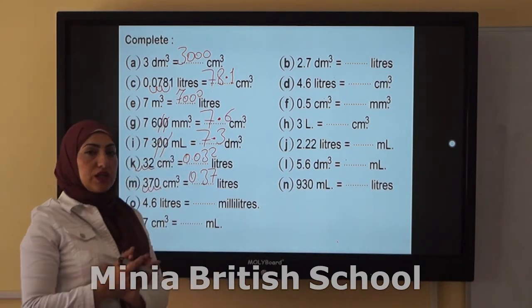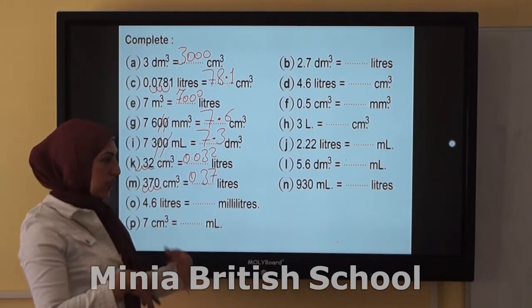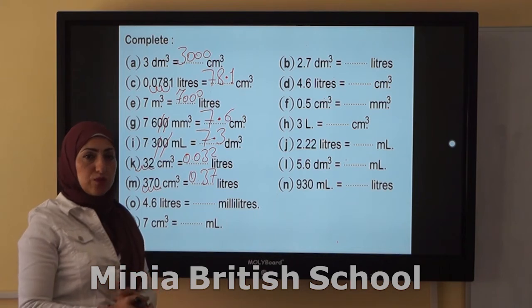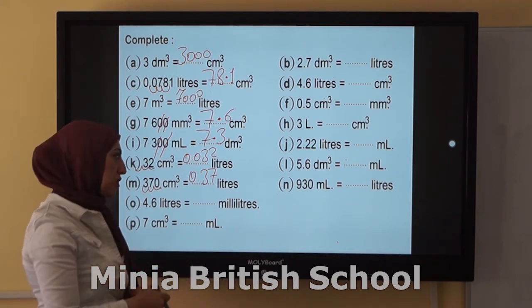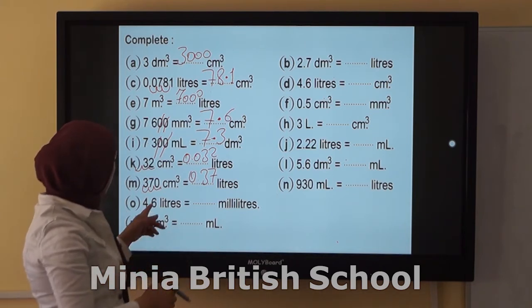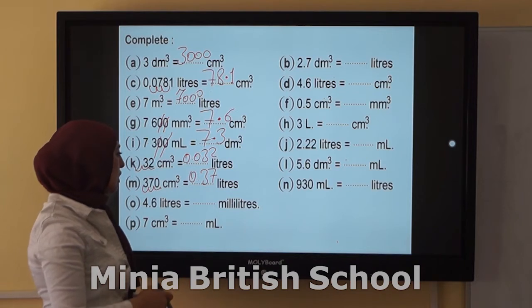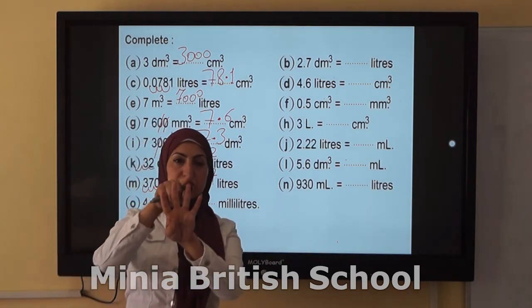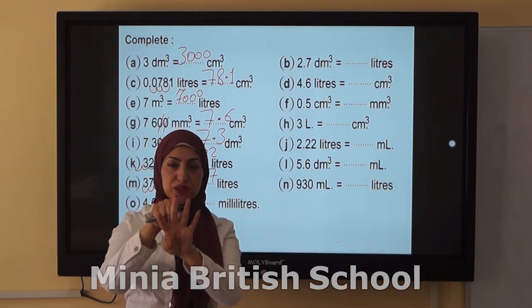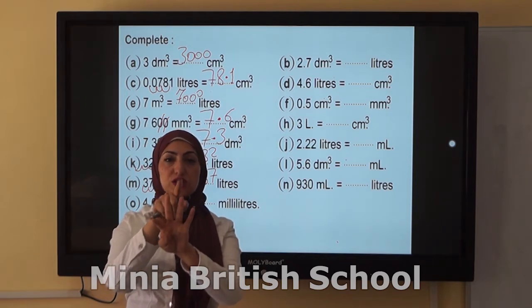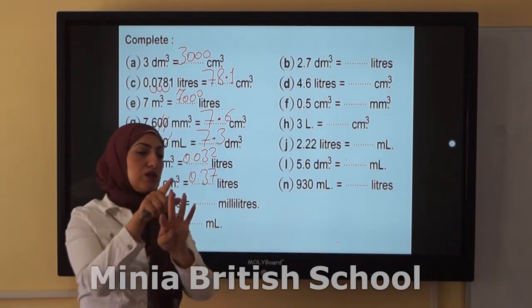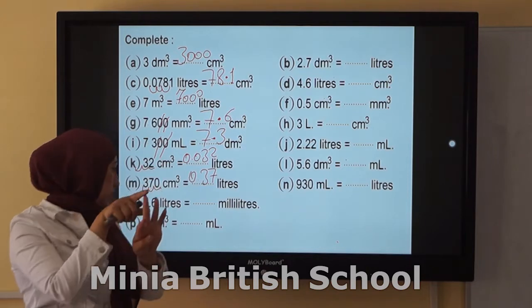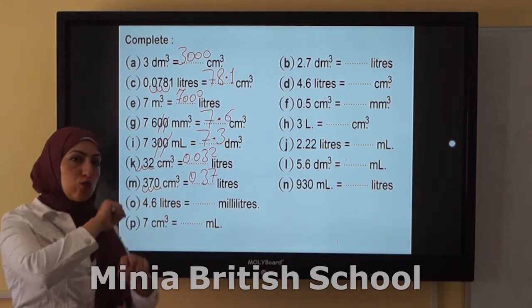Do you get the idea? It's very simple, but we have to study more and more and practice more and more. 4.6 liters equal how many milliliters? Liters is cubic decimeter and milliliters is cubic centimeter. So I have to multiply by 1,000.